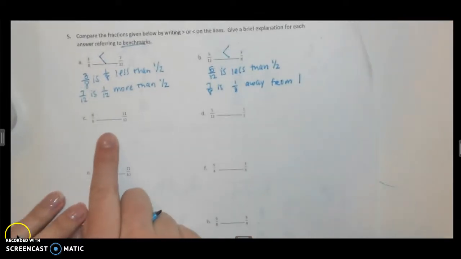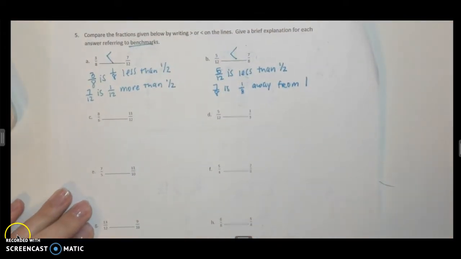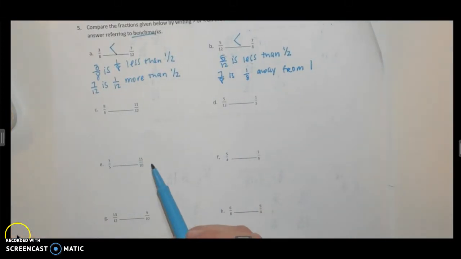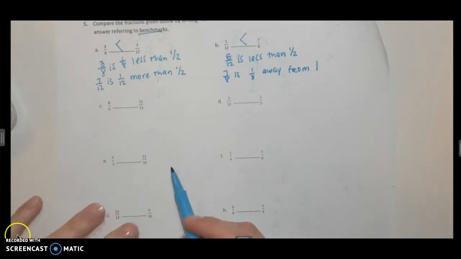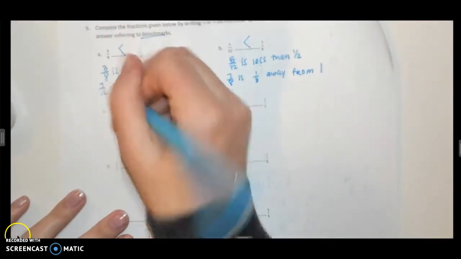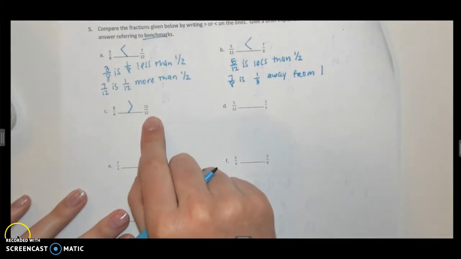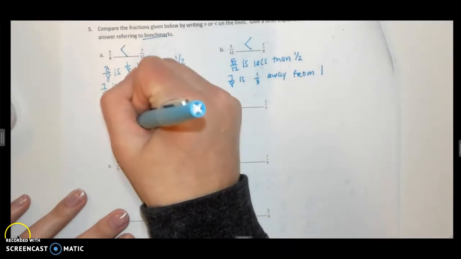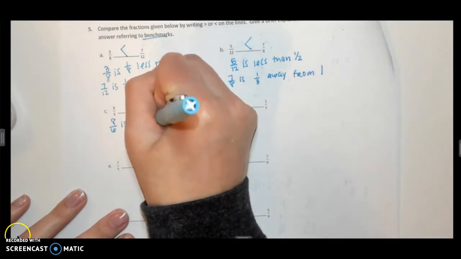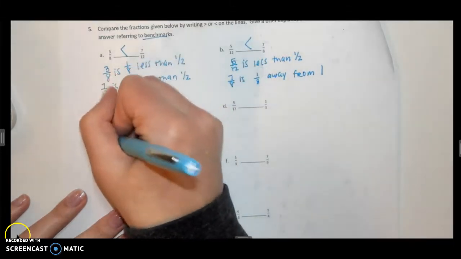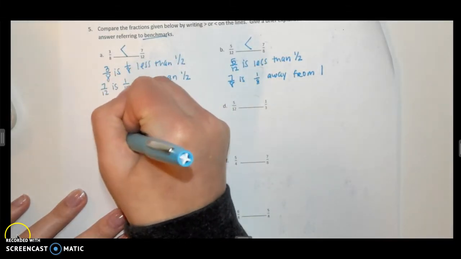Okay, now C, we're moving down. We have 8/6 and 11/12. And 8/6, if you notice, it's greater than 1 because we have more on the top. But this one is not quite 1. 11/12 is not quite 1. So 8/6 is greater than 1. And then 11/12 is less than 1.